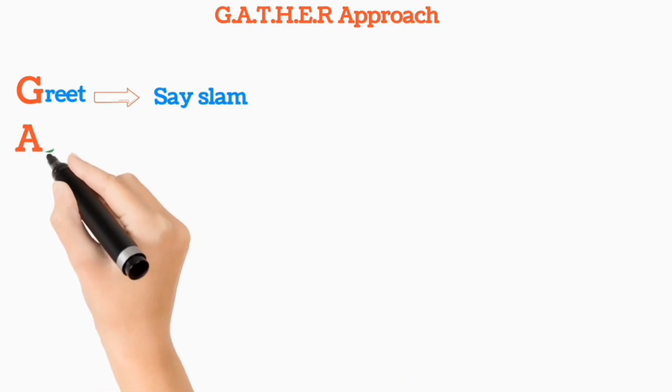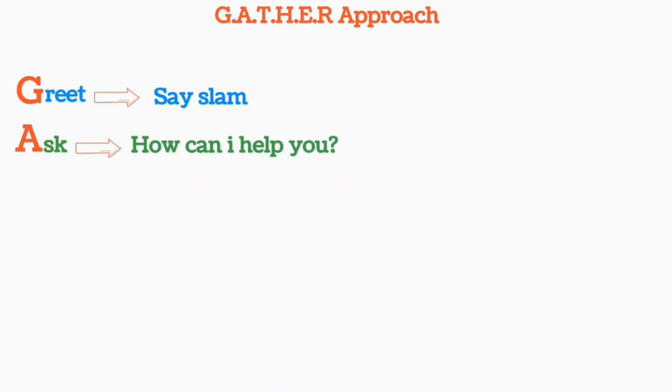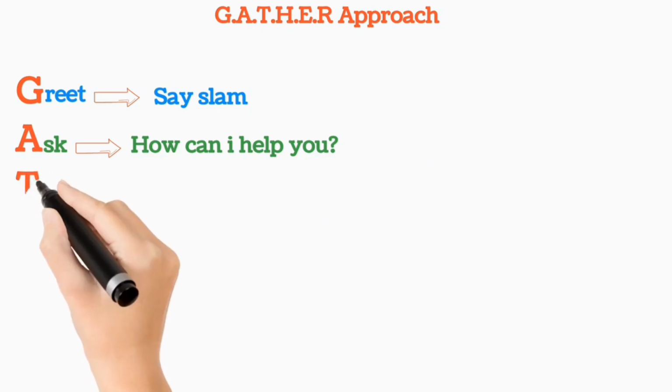The second step is ask. Ask how can I help you? The goal is to elicit the patient's understanding, feelings, and priorities. You can start with the close ended questions and end with the open ended questions and listen actively in this step. And the third step is tell.